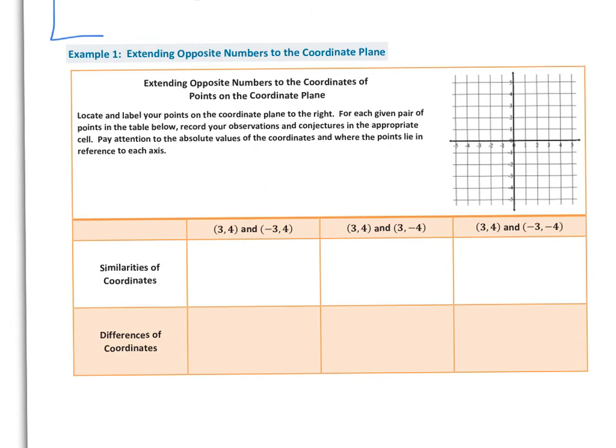So here we're looking at some different points. They look similar, they smell similar, but they're going to be a little bit different. So we're going to start out with 3, 4 and -3, 4. So let's see, we've got 3, 1, 2, 3, 1, 2, 3, 4, and -3, 4. So the similarities, same digits, but their differences, different values.